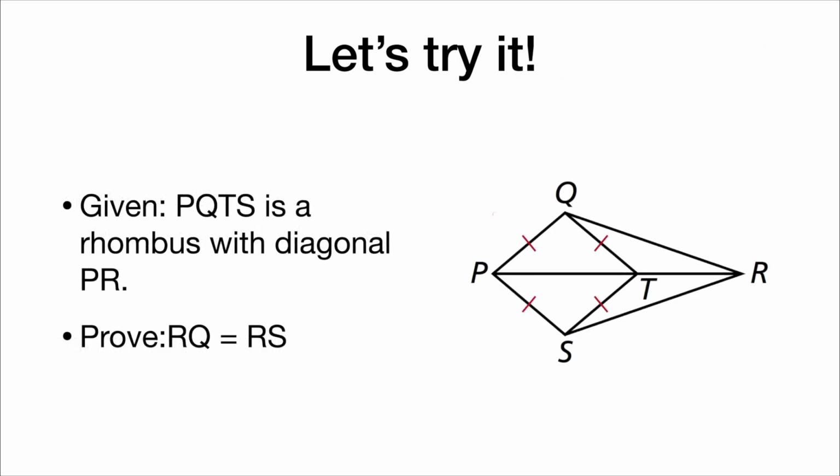Now let's look at our next one. We are given that PQTS is a rhombus with a diagonal of PR. We are out to prove that RQ is equal to RS, meaning the distance here is going to be equal to this. But we don't know that yet, so we can't actually mark it up like I just did. So the first thing that we need to do is we need to establish something that would prove it. So the thing is, there is another piece of information we know.